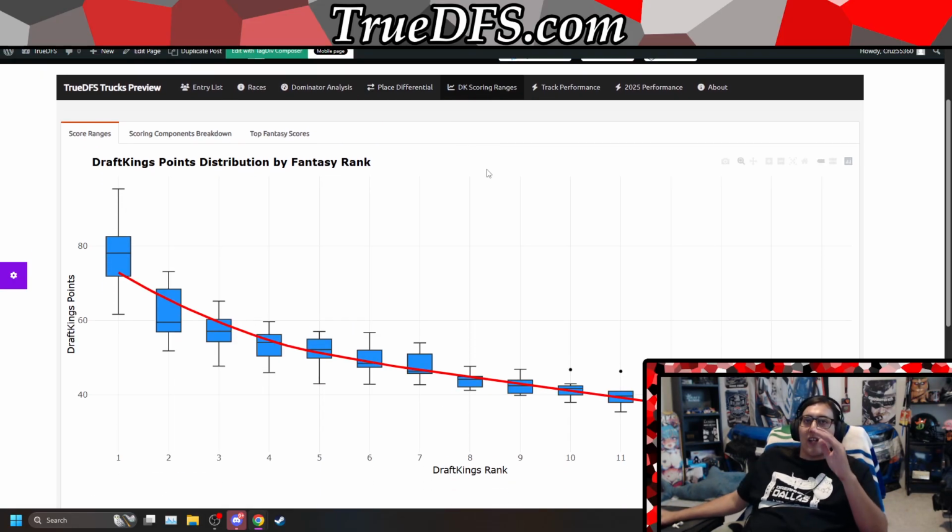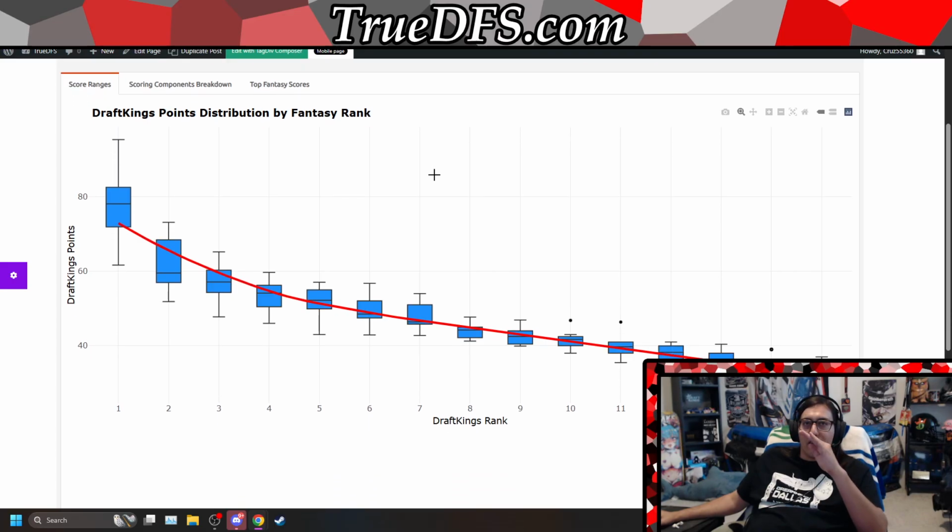We then move on to DK scoring ranges. This is the actual DraftKings distribution by fantasy rank at the end of a slate. The person who scored the highest is ranked number one. The person who scores second highest, ranked number two. The person who scores third highest, ranked number three. We can then look at those and see where they are in terms of scoring.